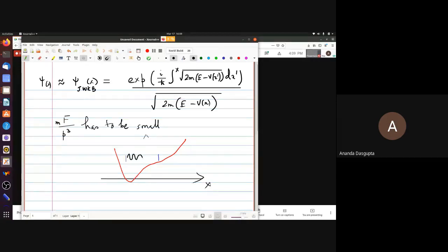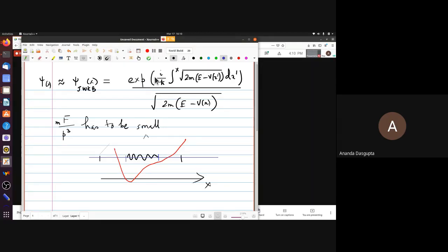Say you might have a situation like this. Now, on the other hand, on this side, you would expect exponentially decaying solutions. And that is also something the WKB solution will tell you. Because WKB will tell you that in the classically forbidden region, where the total energy is less than the potential energy, E minus V(x) is negative. And so this thing is purely imaginary.